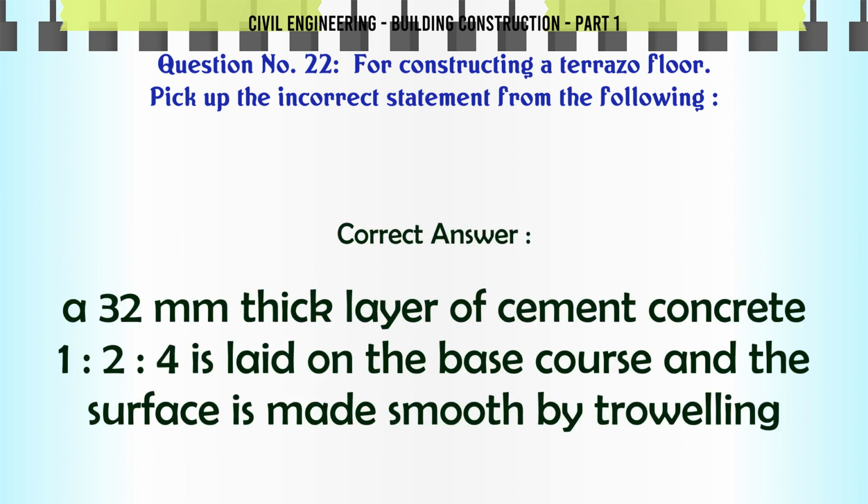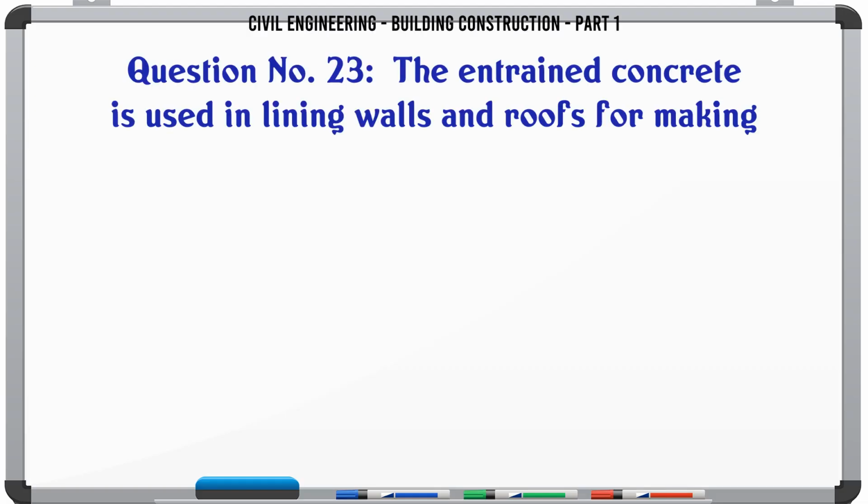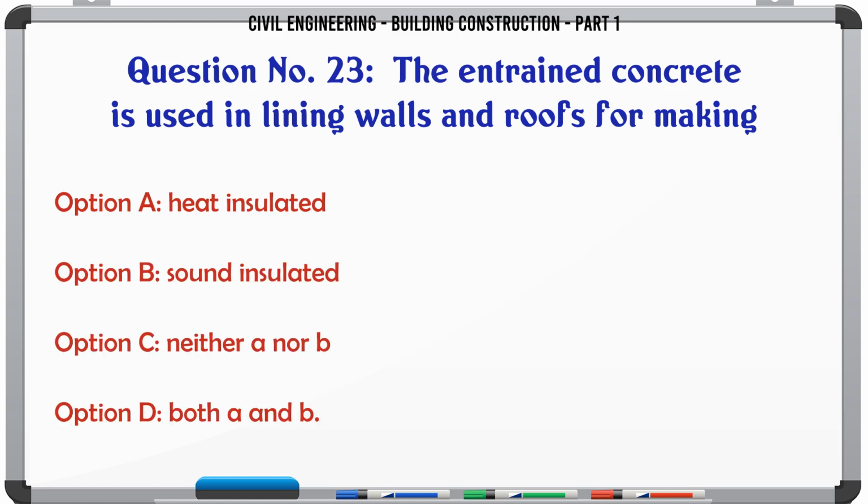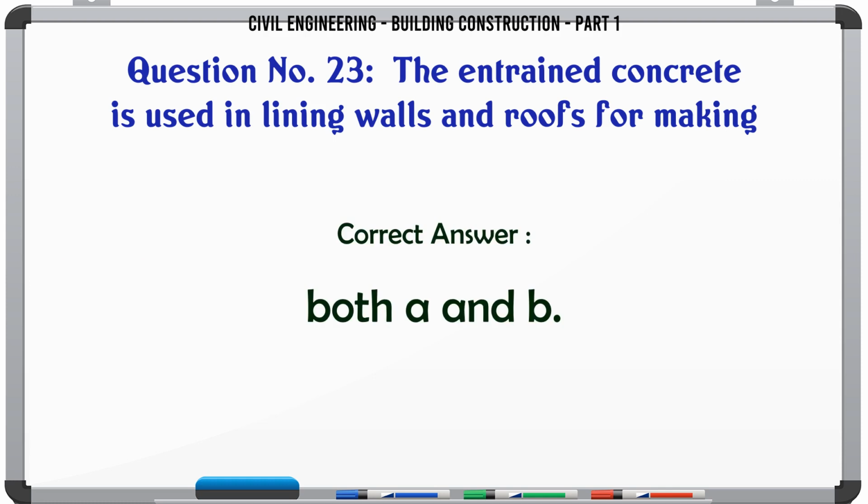The correct answer is a 32 mm thick layer of cement concrete 1:2:4 is laid on the base course and the surface is made smooth by troweling. The entrained concrete is used in lining walls and roofs for making A, heat insulated, B, sound insulated, C, neither A nor B, D, both A and B. The correct answer is both A and B.